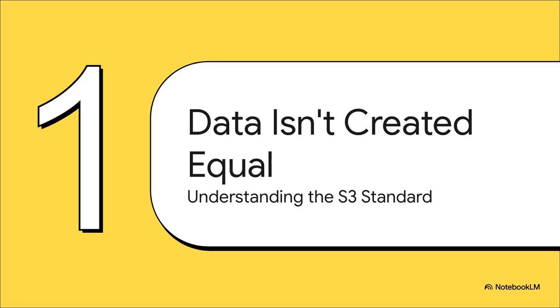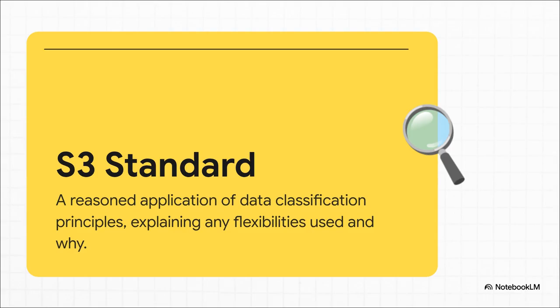So this framework is basically your guide. It's what helps you figure out exactly what kind of data you're looking at, just how sensitive it is, and what the rules are for handling it. Now, here's the official definition. And I know it sounds a little formal, right? But let's break it down because there are two really key parts here. First, reasoned application. That just means you have a solid logical reason for why you classify data the way you do, no guessing. And second, explains where any flexibilities have been applied. This is the clever part. It's all about being smart with the data to make it useful without risking its safety.